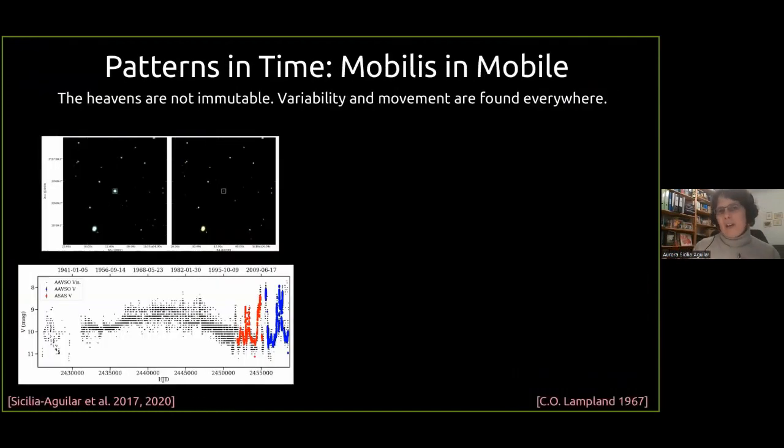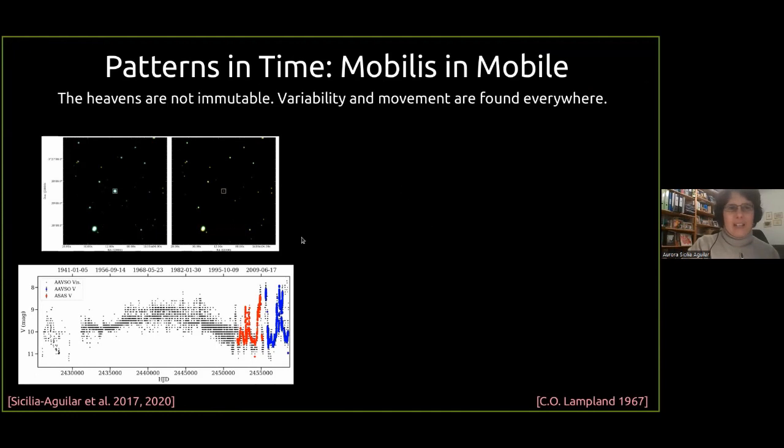Then this is not the only kind of pattern that we look at. So it was very good that Anne was talking about patterns in time, because one of the first things that people found when they started observing was that actually the heavens were not immutable as people had thought in antiquity. There is actually variability and movement all over the place.